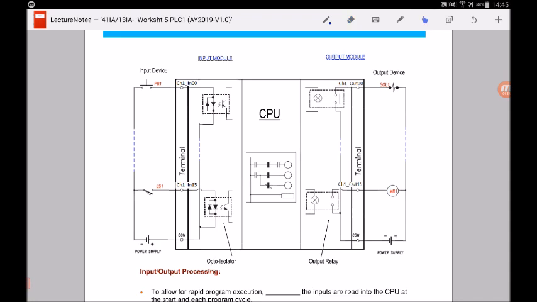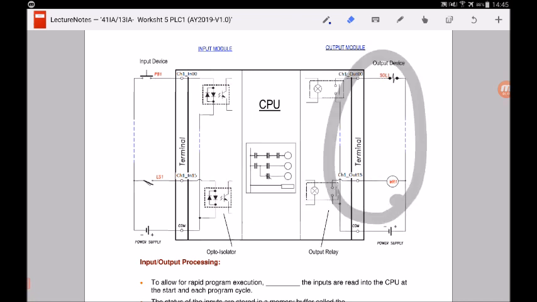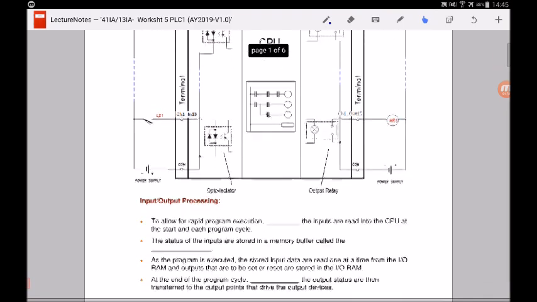Hence, if someone presses the button, according to your program logic, the output devices will react accordingly. For instance, if you press the button, according to a program, you may be switching on the solenoid. So depending on what logic you have written in the program, the output devices will react accordingly. So this is how a PLC is being used.